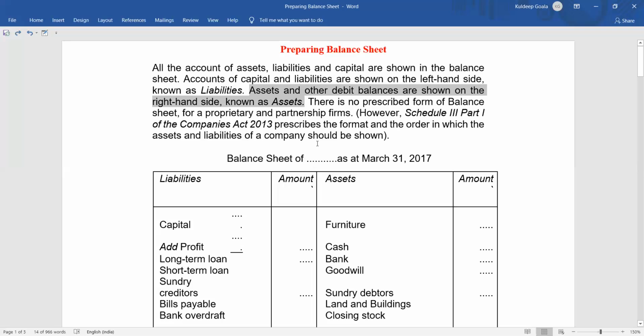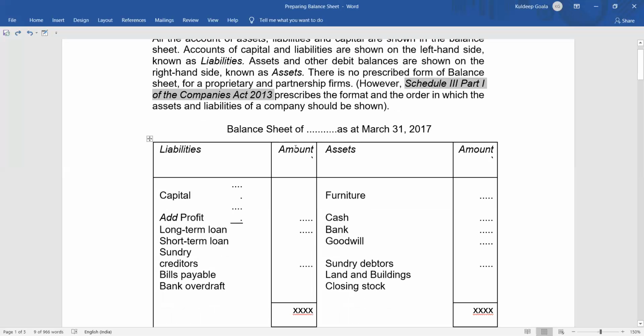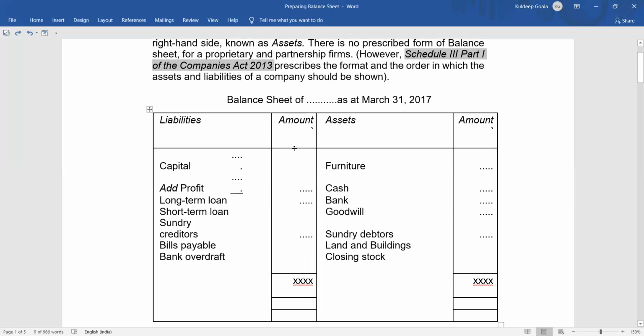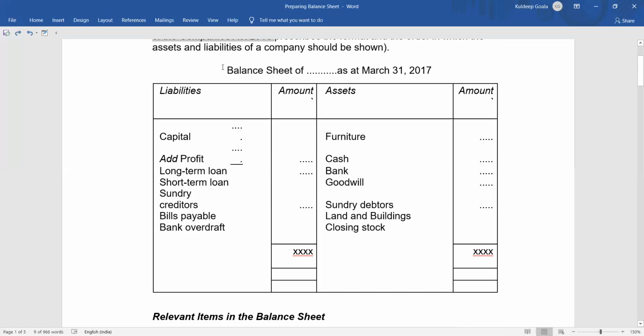There is no prescribed format for sole proprietorship and partnership, although the Companies Act 2013 has given a prescribed format under Schedule 3 of Part 1. There is a format for the company form of business which you will be learning in class 12, but in sole proprietorship and partnership there's no stipulated format, though there has been a practice of a particular format which we are seeing here. A balance sheet is similar to an account, with two sides in a T-shaped format. The left side is liabilities and the right side is assets.